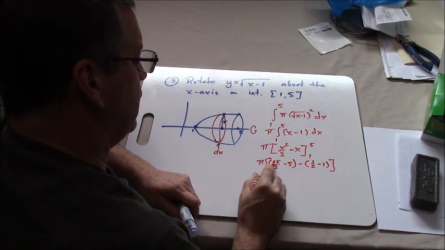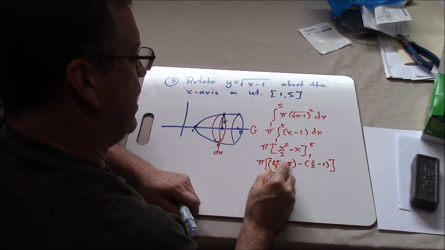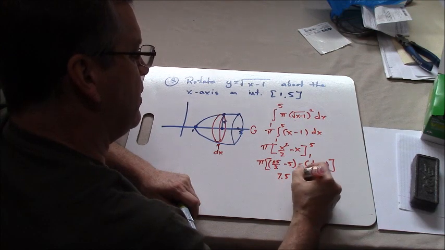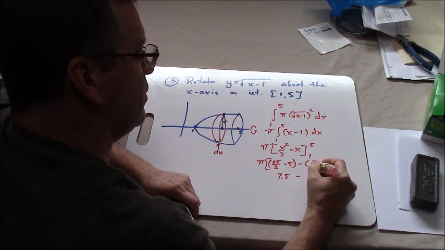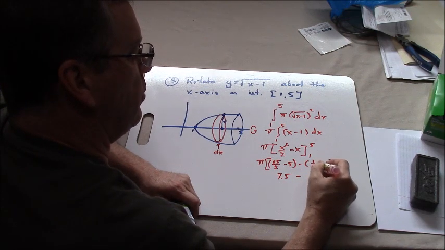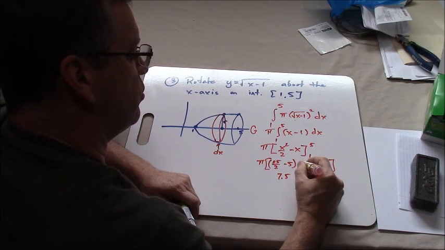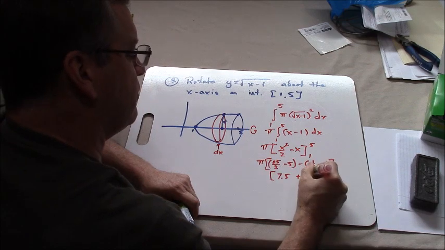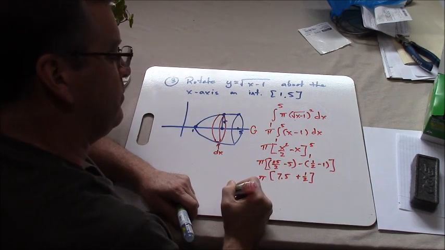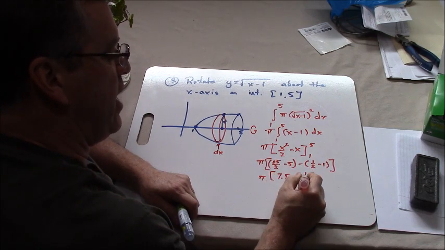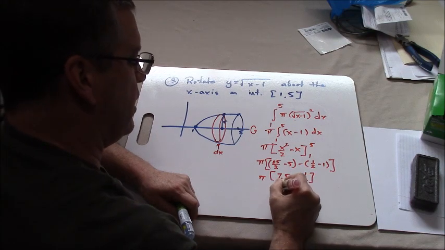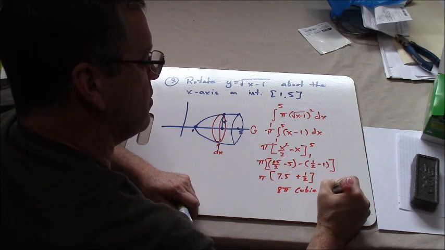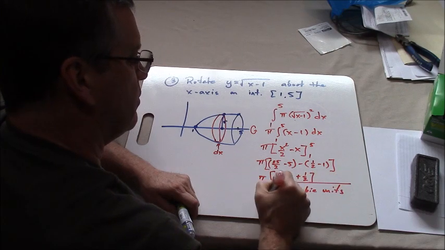And so let's see, this would be 12.5 minus 5, that would be 7.5, minus 1/2 minus 1, that would be a negative 1/2. So I'm going to subtract a negative 1/2, that means I'll add that. 7.5 plus a half, that's just 8. So I got 8 pi cubic units.